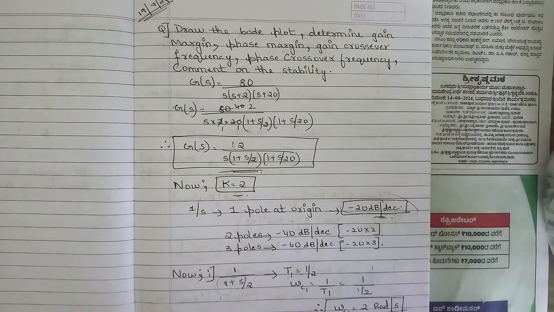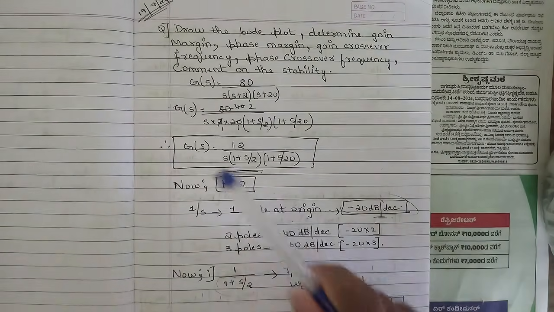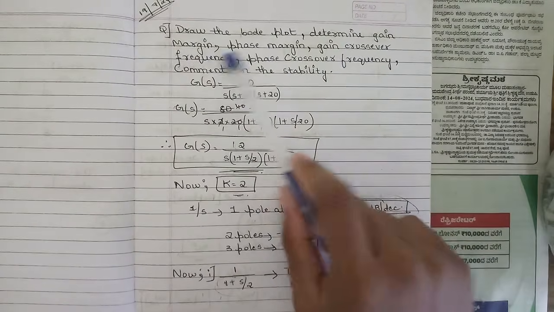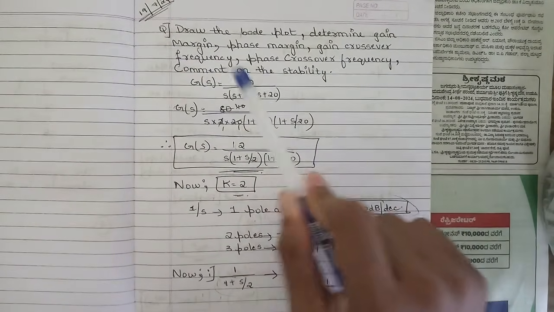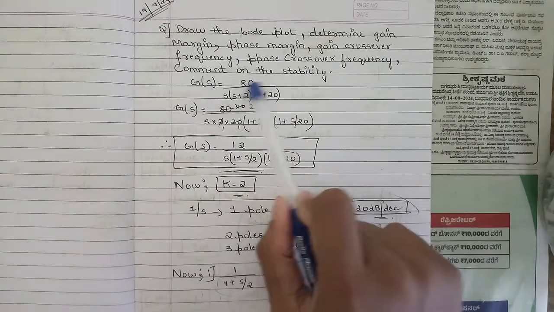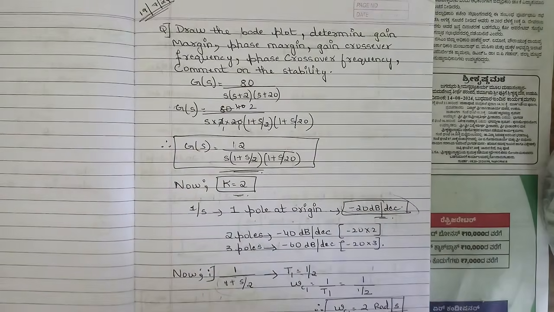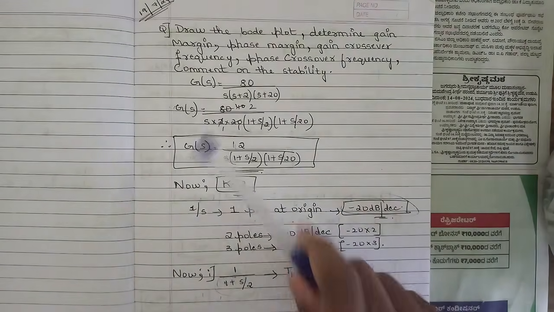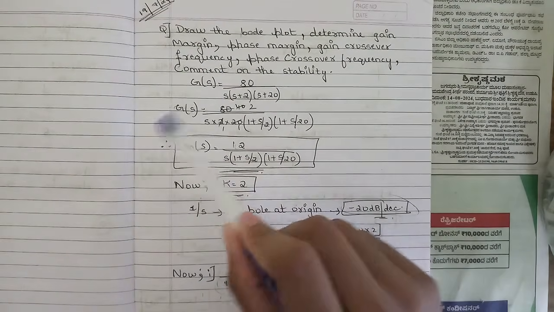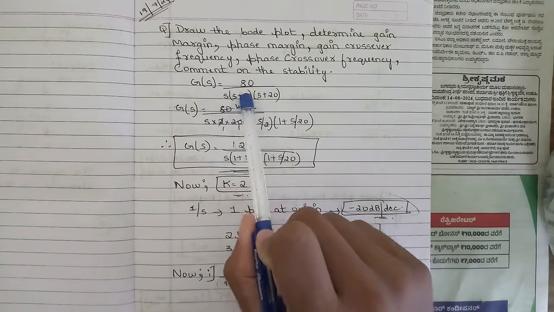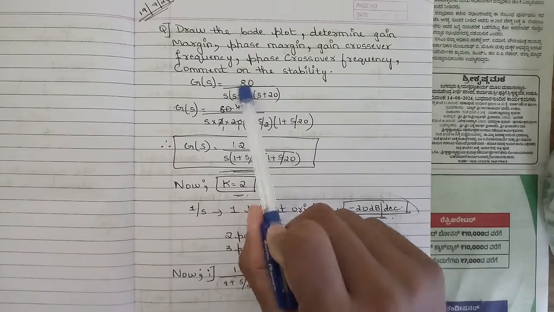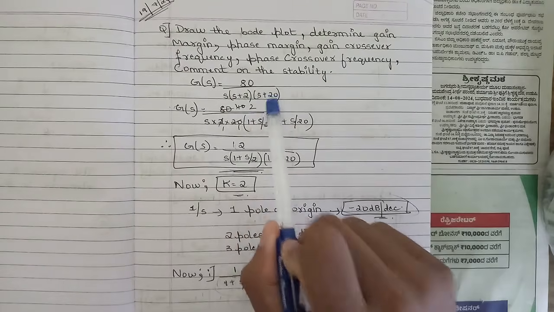Okay, so this is the first problem. Without wasting any time, we are going to solve the first problem. The first problem says: draw the Bode plot, determine gain margin, phase margin, gain crossover frequency, phase crossover frequency, and comment on the stability. Here they have given a simple unity feedback system, that is G(s) = 80 divided by s into (s + 2) into (s + 20).